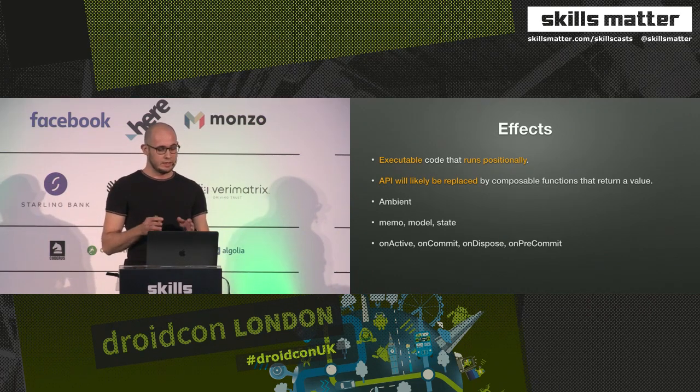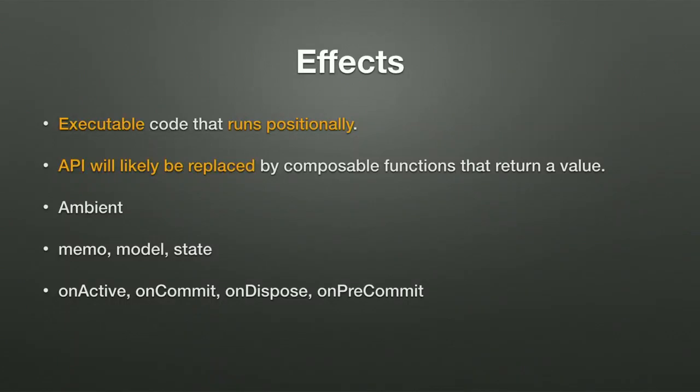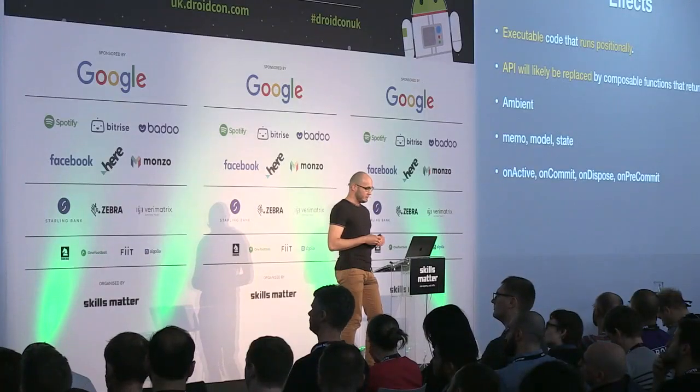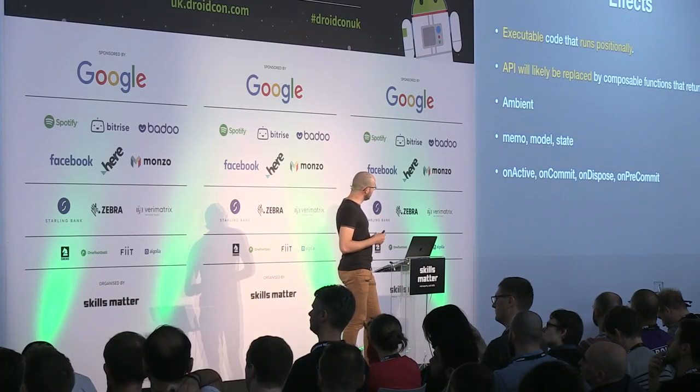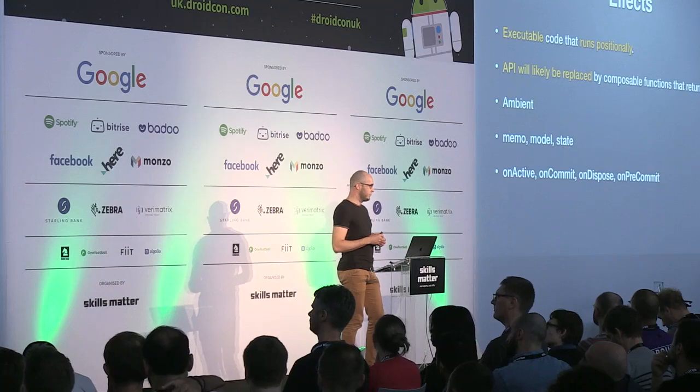And these effects allow us to do some things like state management. They will allow us to hook up into the composable lifecycle, because there is one, obviously. And the ambient thing is like an inherited widget in Flutter. So it will allow us to reach out to get things without having to pass them explicitly. And we'll see that as well.